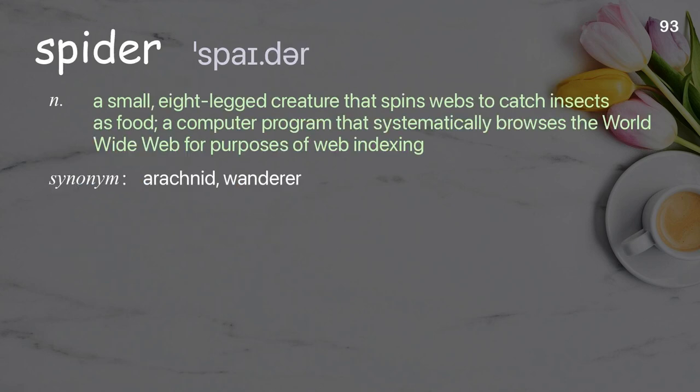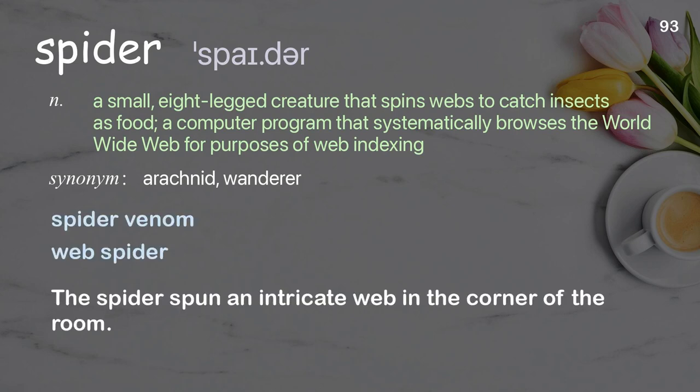Spider. A small, eight-legged creature that spins webs to catch insects as food. A computer program that systematically browses the World Wide Web for purposes of web indexing. Examples: spider venom. Web spider. The spider spun an intricate web in the corner of the room.